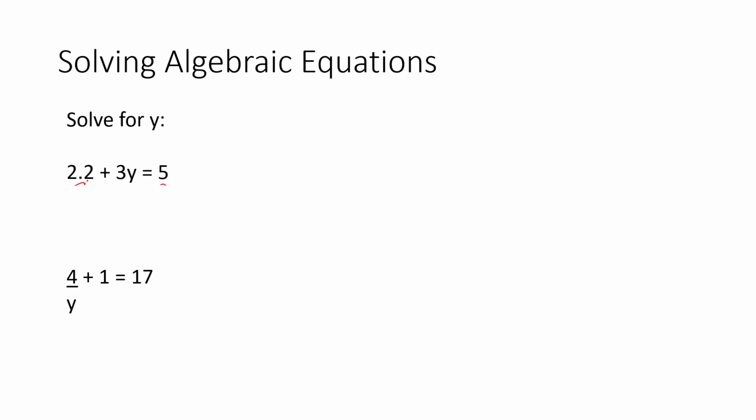In order to get a number from this side over to this side, I have to use the opposite symbol to get it over to the other side. So if I have plus 2.2 on this side, I would subtract 2.2 from that side. And because I subtracted 2.2 from that side, I also have to subtract 2.2 from that side. So this will cancel out, and I have 3y, and set that equal to 5 minus 2.2. So 5 minus 2.2 is 2.8.